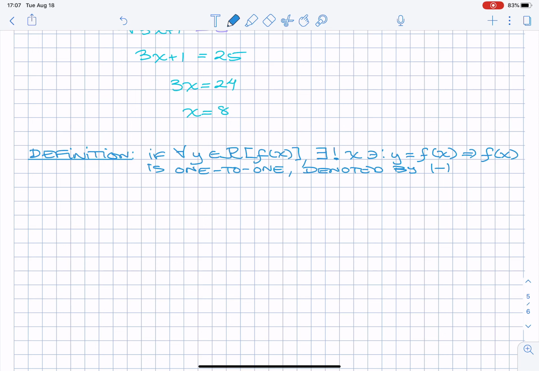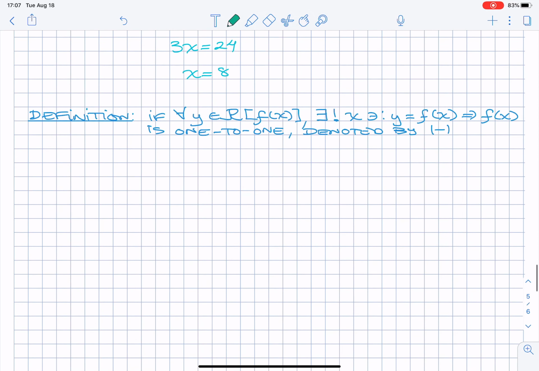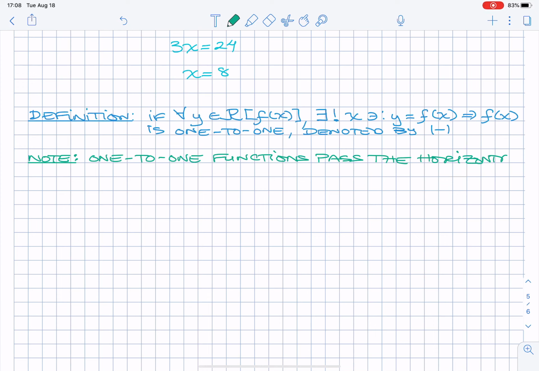Okay, so note one-to-one functions. One-to-one functions pass the horizontal line test, right? The horizontal line test, whereas functions always pass the vertical line test. Hopefully we know that by now.